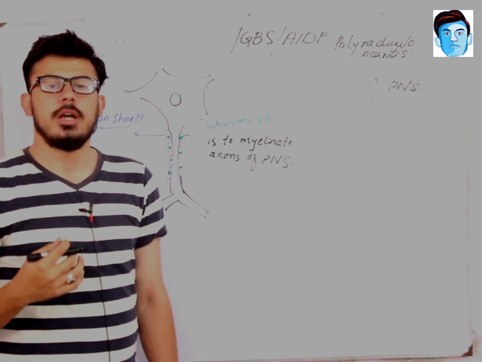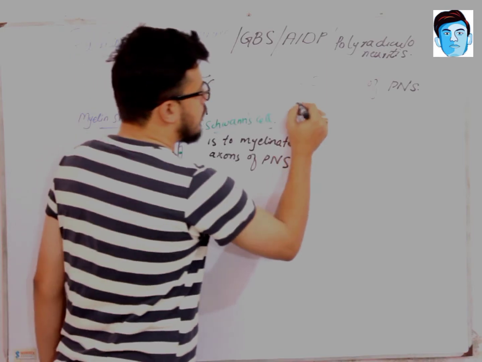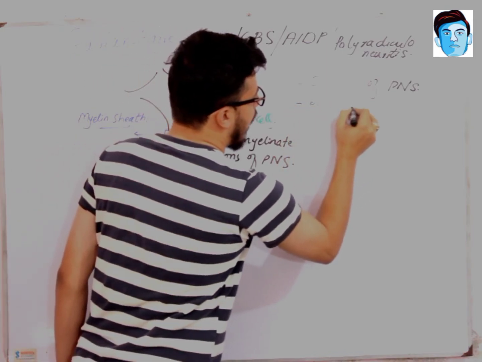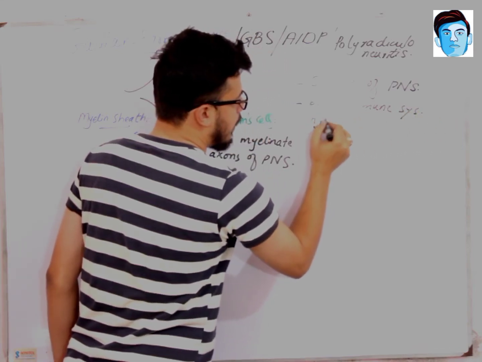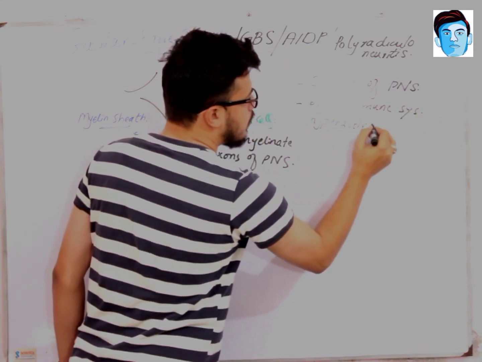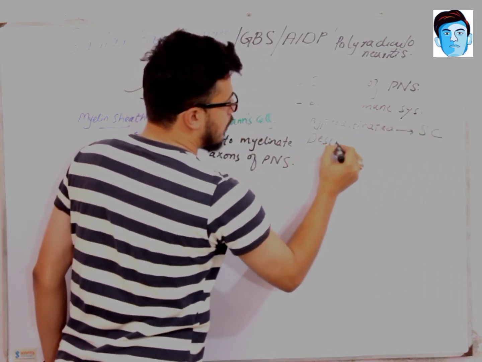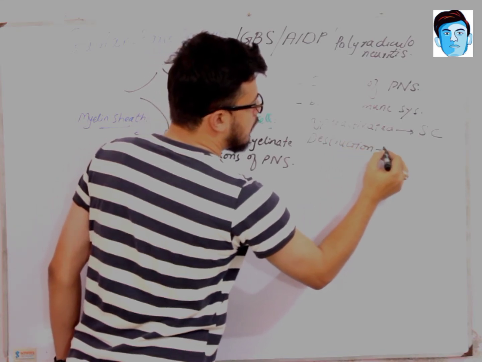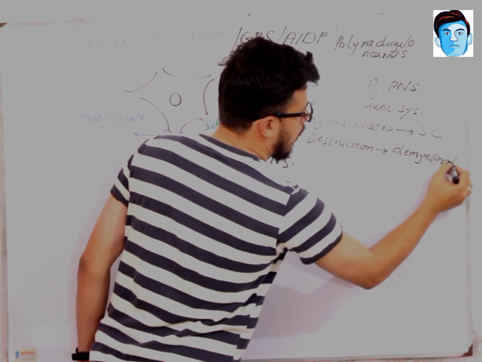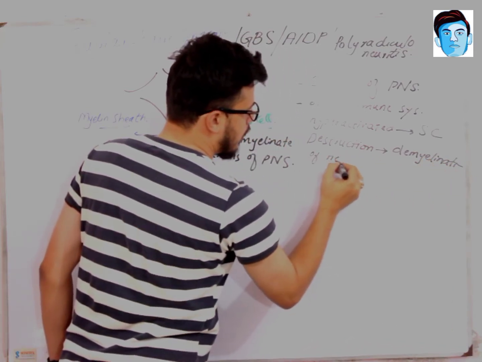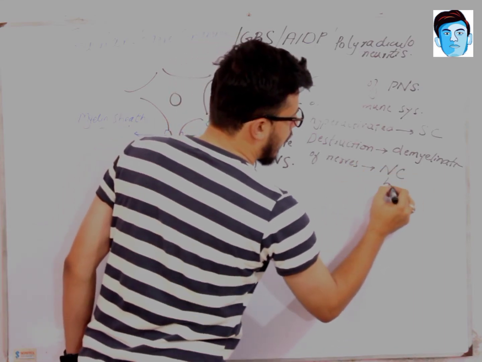Also, in GBS the body's immune system is hyperactivated, which leads to Schwann cell destruction, which leads to demyelination of nerves, which often leads to nerve conduction blockage.